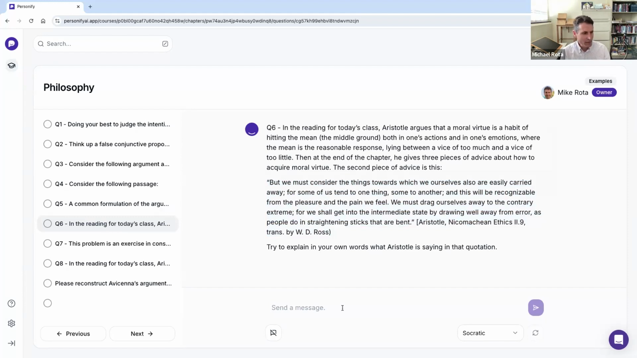So this question asks them, try to explain in your own words what Aristotle is saying. Okay, let's say I'm a student, I sort of get it. We should think about the areas we're bad at. That's more or less right. And then here I'll say something wrong. And then just try really hard to hit the mean, the golden mean in those areas. Now, that's wrong. That's not what Aristotle means. He wants us to overcorrect.